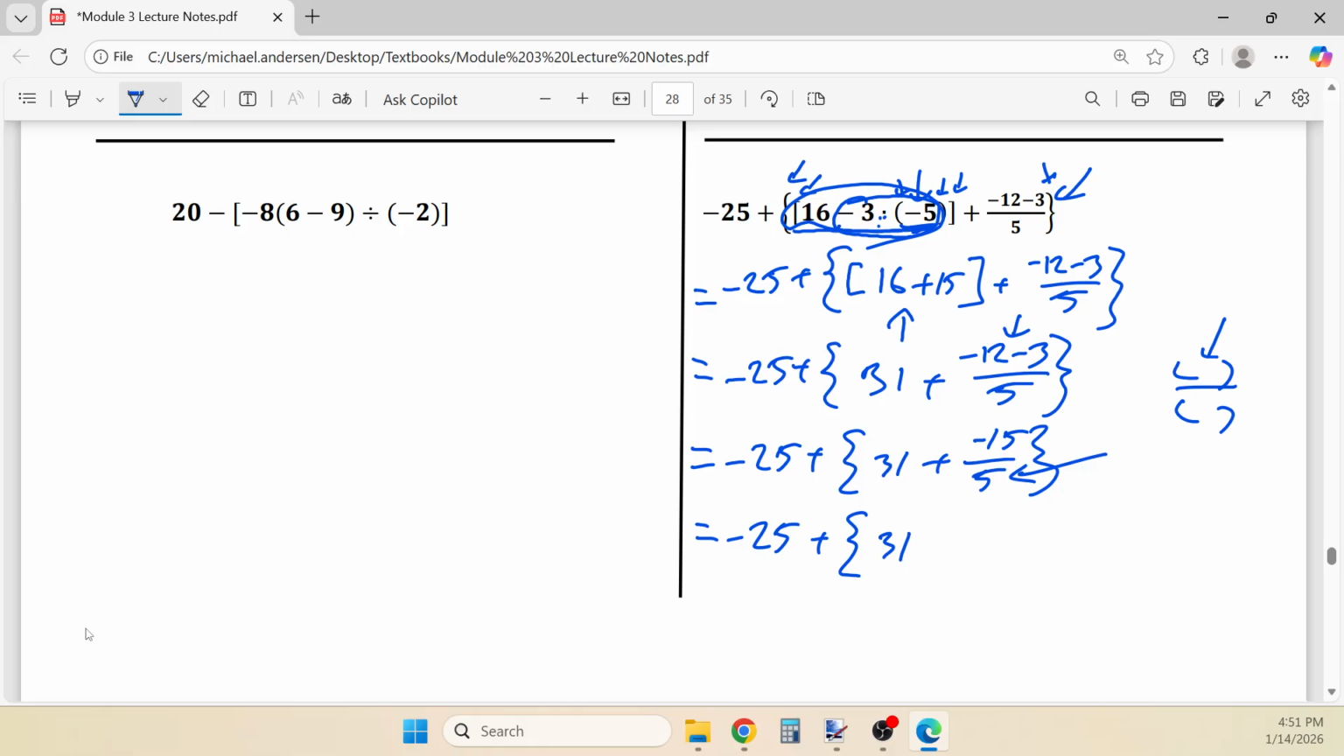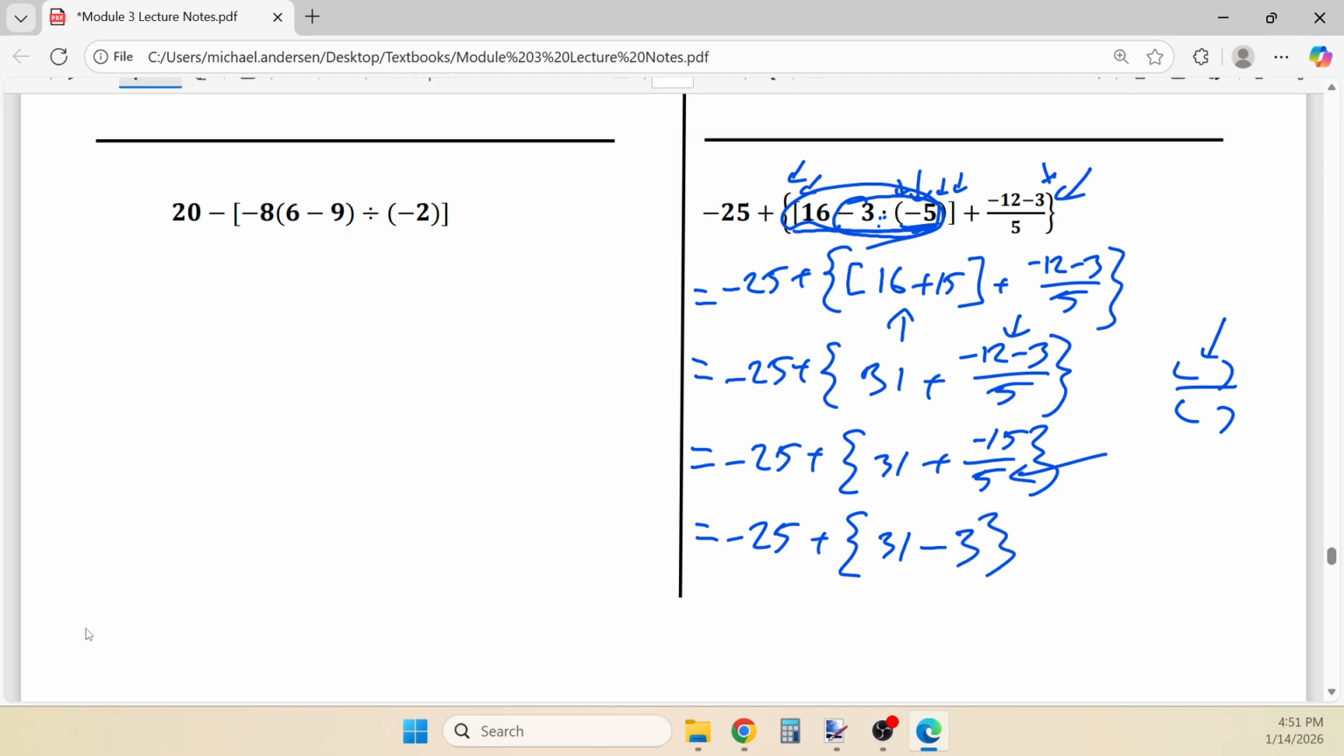-15 divided by 5, the signs are different, so I get a negative number. 15 divided by 5 is 3, so I get -3. Now the next thing in parentheses is the subtracting 3. I get 25 plus 28, which gives me 3 as my final answer.